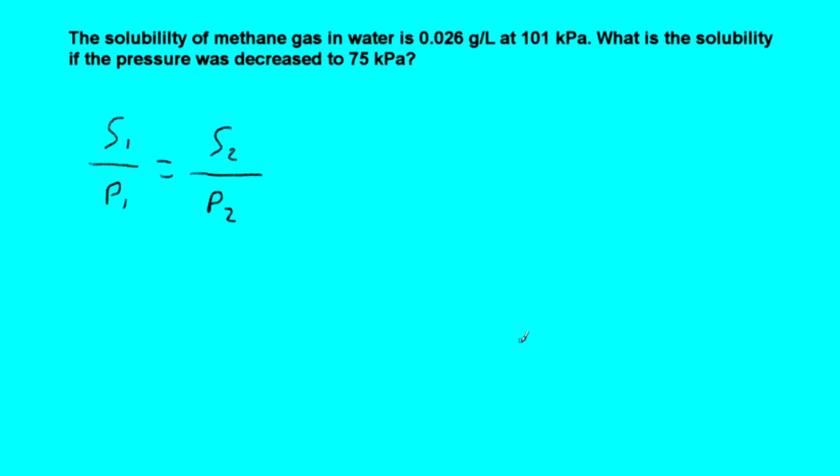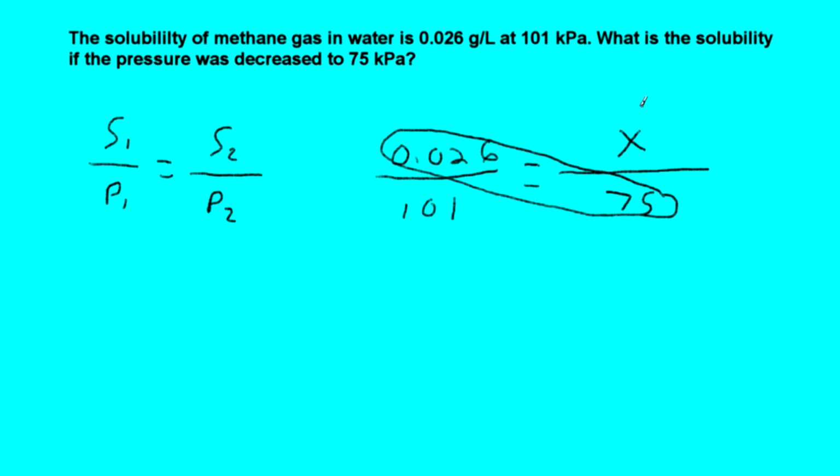The solubility of methane gas in water is 0.026 grams per liter at 101 kPa. What is the solubility if the pressure was decreased to 75? So again, we're just plugging in numbers. Here's our first solubility, 0.026. That solubility is at 101 kPa. What is the solubility? We're solving for that solubility if the pressure is decreased to 75.